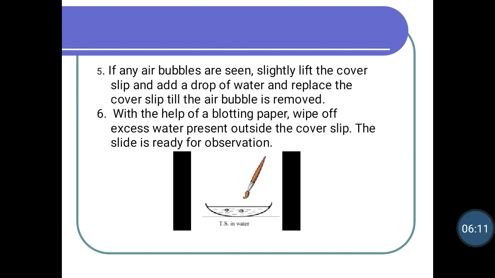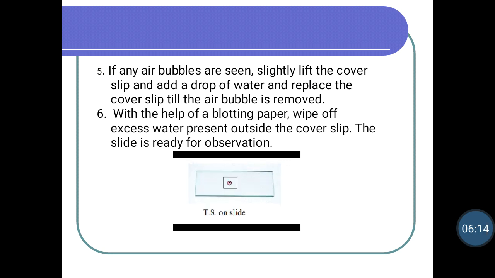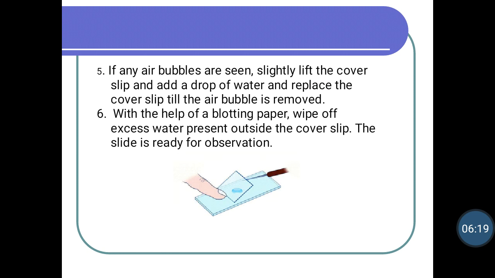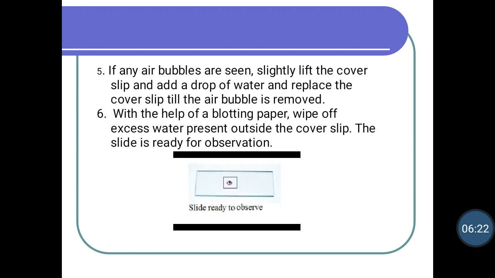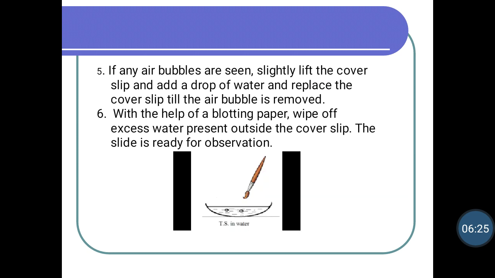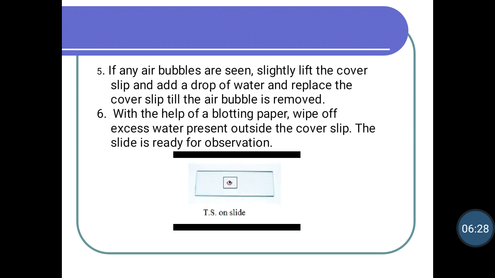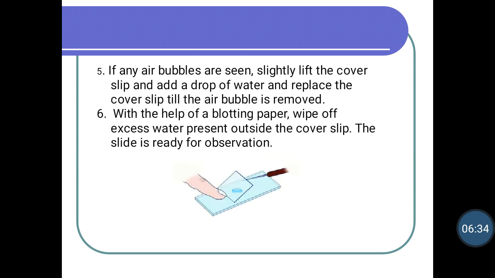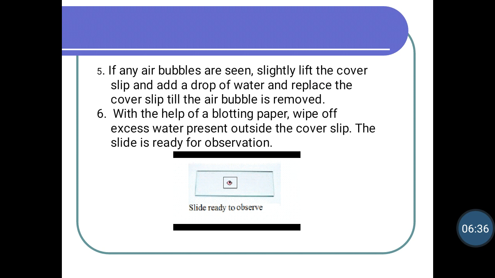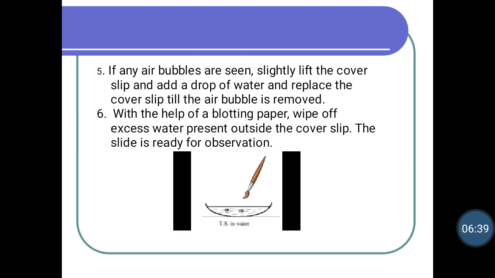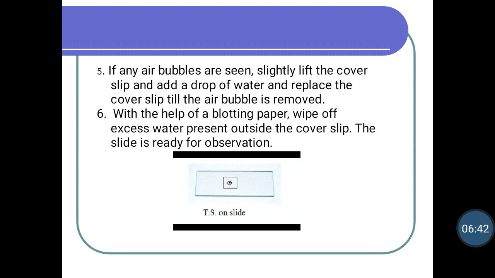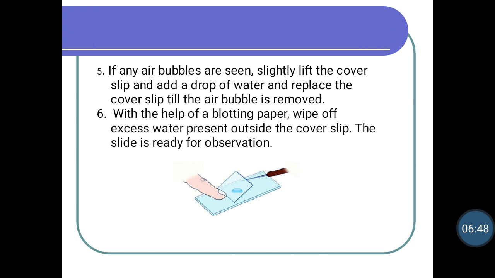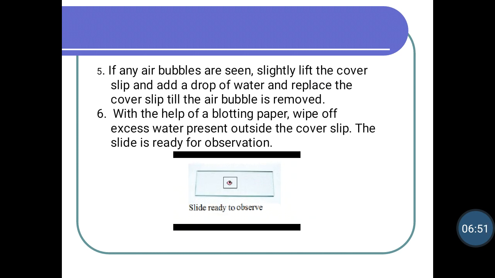If any air bubble is seen, slightly lift the cover slip, add a drop of water and again replace the cover slip till that air bubble is removed. After that, suppose excess water is present outside the cover slip, then remove that excess water with blotting paper, and in this way finally that slide is ready for observation. After that, observe that slide under the microscope.